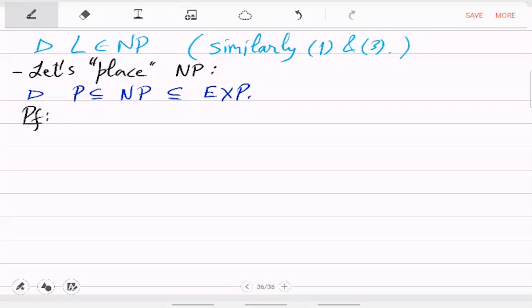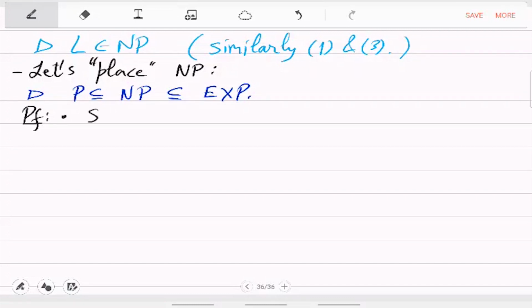Slightly more non-trivial is why is NP in exp? There also the idea is simple. You just search for the certificate in the whole space. Okay, and just measure the size of the search space. It will be exponential.